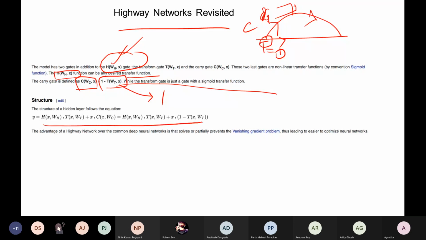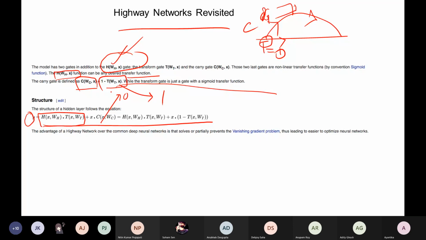Just see the structure of the hidden layer, how you are getting the output. This is your transfer function. Let's say if T is equal to 1, that means only this part is active. That means H into T, only this part passes your H, the actual transfer function. And if T is 1, of course the C part will be 0. Then there will be no output coming from the carry gate.